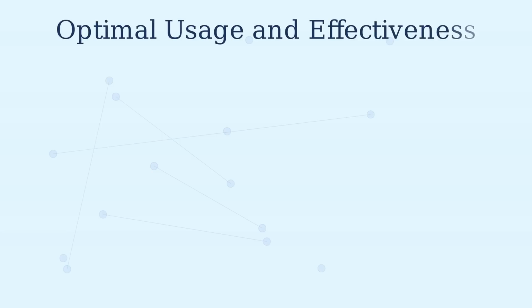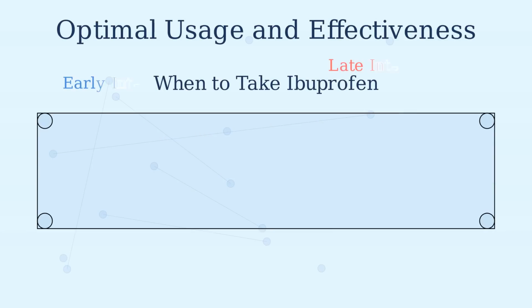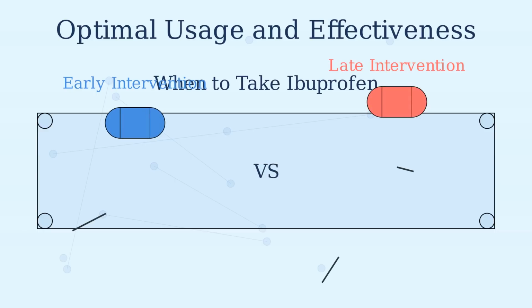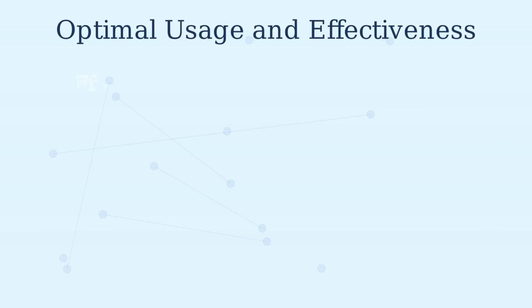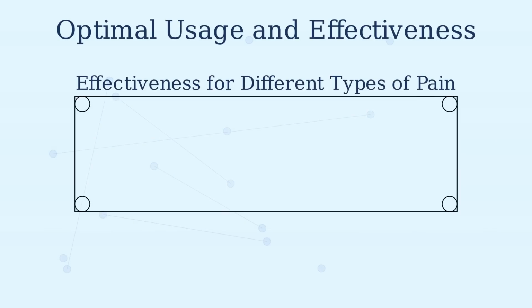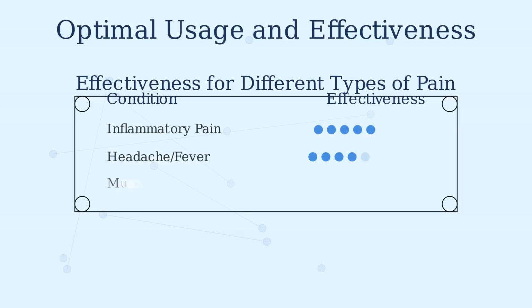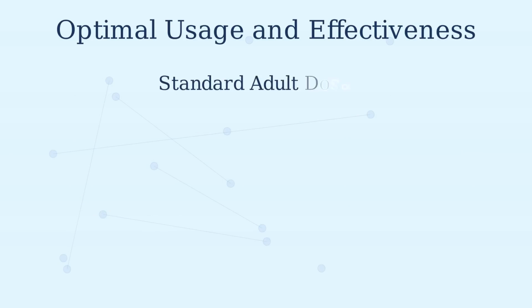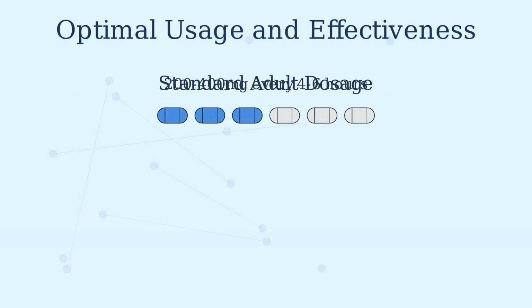Section 10. Optimal usage and effectiveness of ibuprofen. Ibuprofen works best when taken at the first sign of pain or inflammation, rather than after symptoms become severe. The effectiveness of ibuprofen varies depending on the condition being treated. It shows excellent results for inflammatory pain and headaches, but is less effective for neuropathic pain such as nerve damage or diabetic neuropathy. The standard adult dose of ibuprofen ranges from 200 to 400 milligrams every 4 to 6 hours.